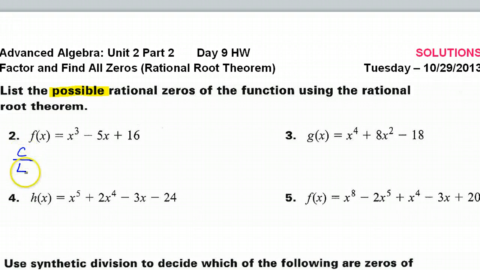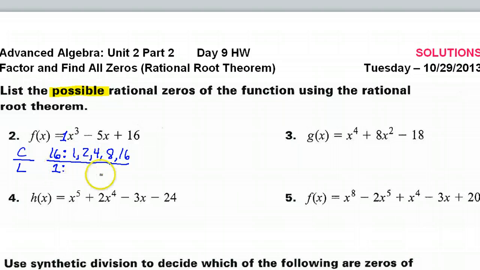They usually use P and Q, but I'm using C and L because all of the numerators are going to be factors of the constant term, which in this case is 16. All of the denominators will be factors of the leading coefficient, which in this case is 1. So all of my numerators are coming from the 16. The factors of 16 are 1, 2, 4, 8, and 16. So these are all the possible numerators. The denominators have to come from 1 because that's the leading coefficient. Well, obviously 1 is the only possible denominator.